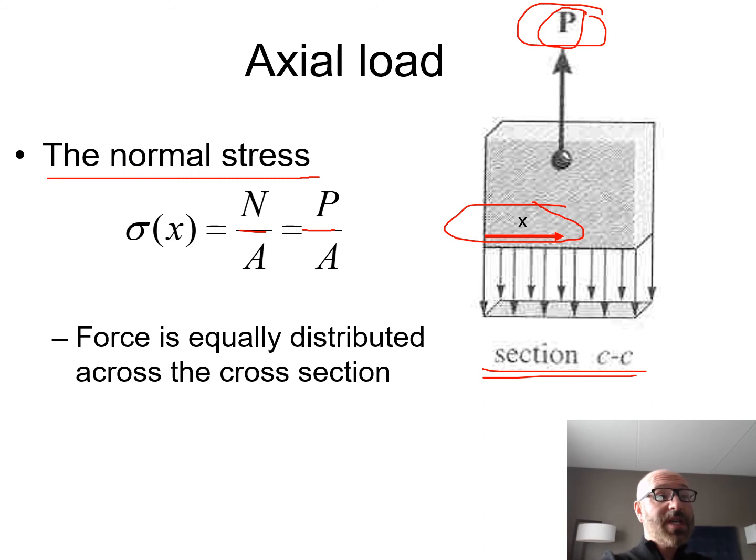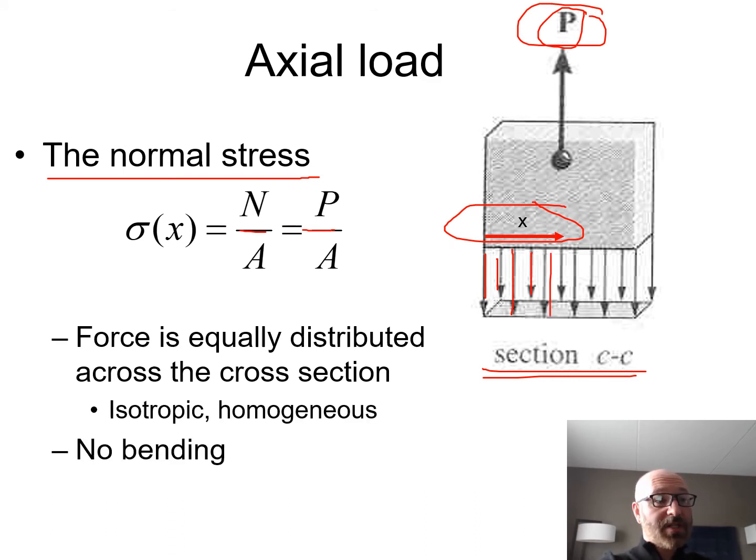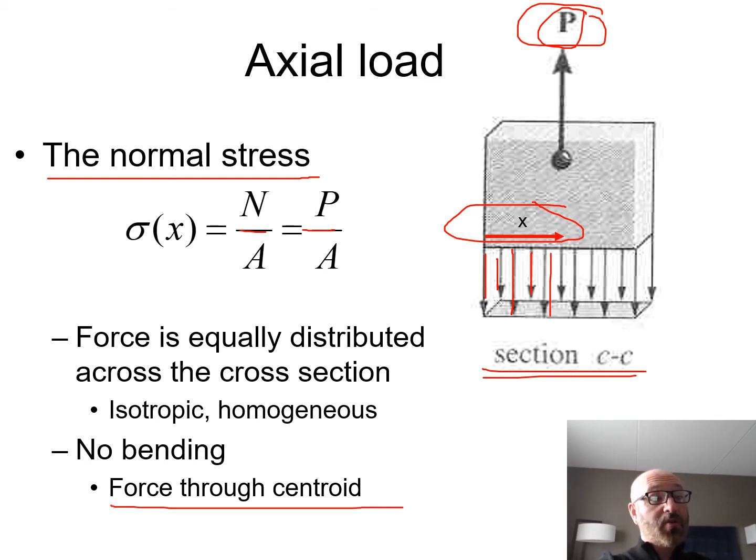So the force is equally distributed across the section. So that's what we can see here with all these arrows. This is showing that these are equally distributed across that section there. So it's isotropic and homogeneous, and there is no bending. One thing we can also do from this, given that there's no bending, is the force is through the centroid as well. So that's going to be very useful as we're simplifying down our solution.